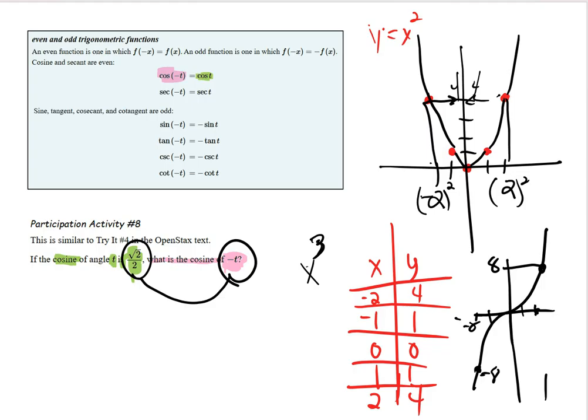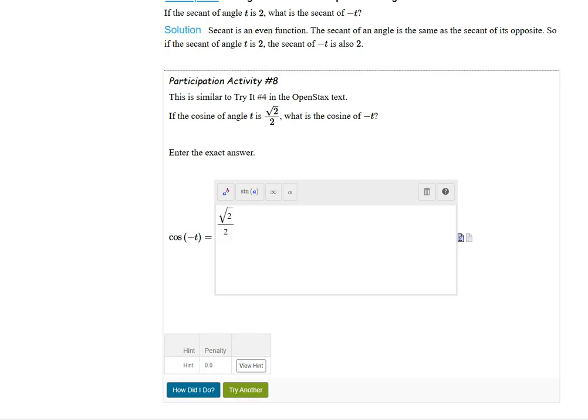Anyway, the answer to what is the cosine of negative T would be the square root of 2 over 2. It's the same thing, which I've got it already typed in. How did I do? Boom.